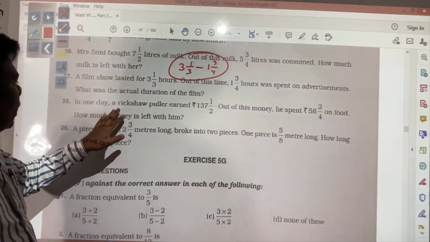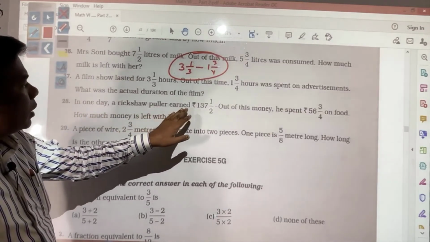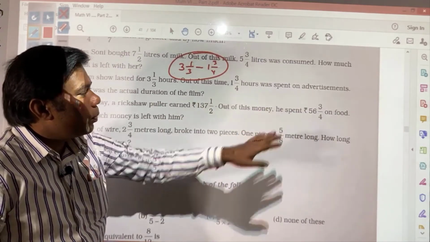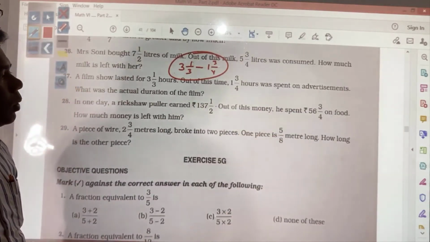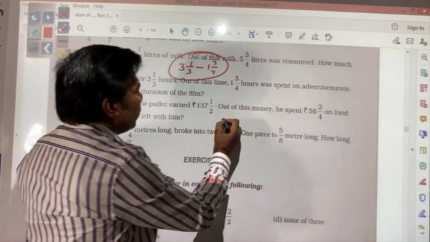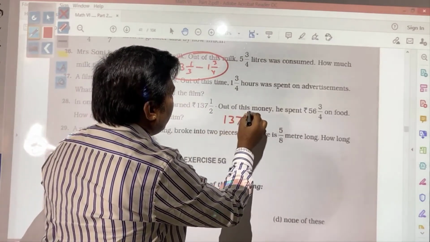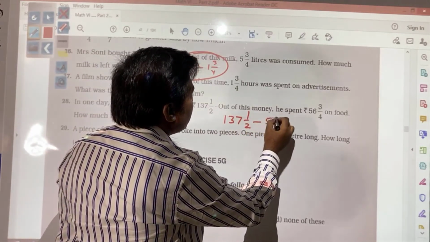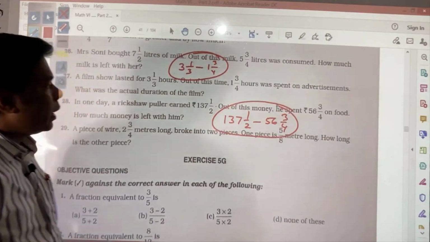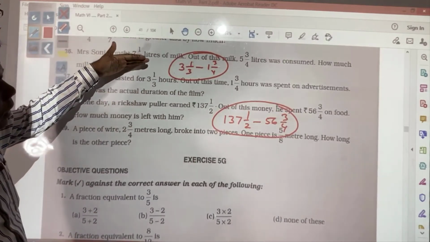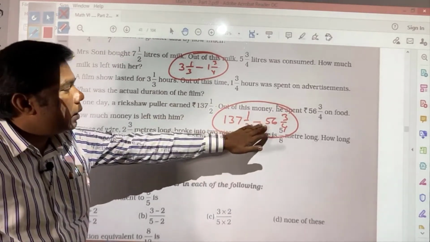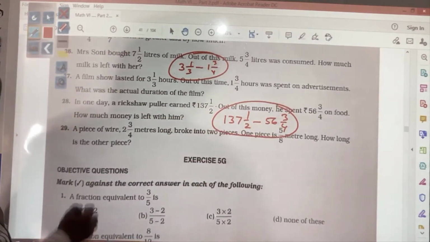In one day, a rickshaw puller earned ₹137 whole 1/2. Out of this money, he spent ₹56 whole 3/4 on food. How much money is left with him? This is also so easy. 137 whole 1/2 minus 56 whole 3/4 you need to do, but with a proper statement, as I have explained in previous questions. In the same way, the proper statement you need to write down, and then this simplification is required to be done.